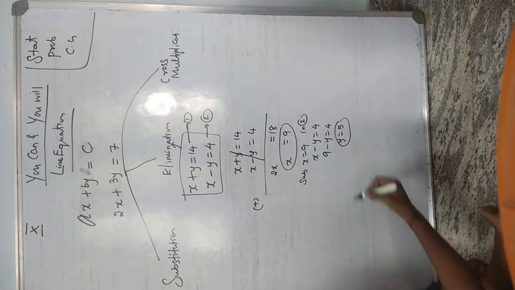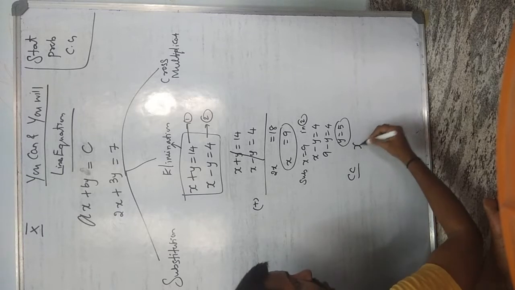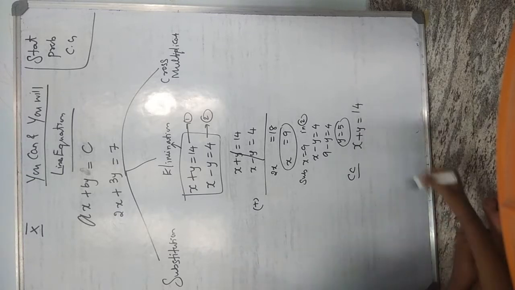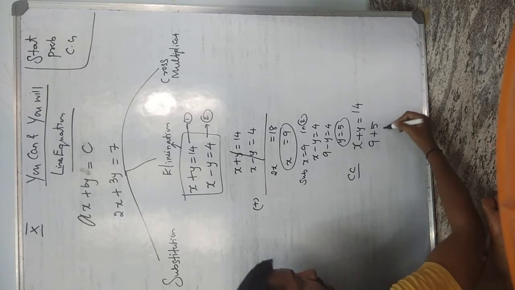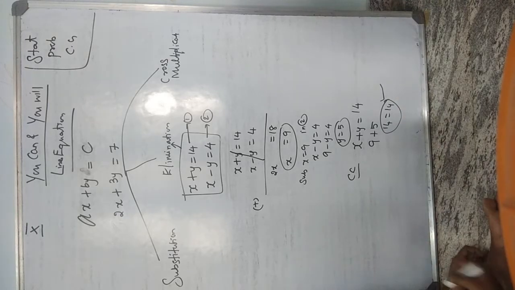And the very important step is you have to cross check. Check any one equation. x plus y equal to what you have to get? 14. So x value 9, y value 5. So therefore you get 14 equal to 14. Your answer is correct. This is the elimination method.